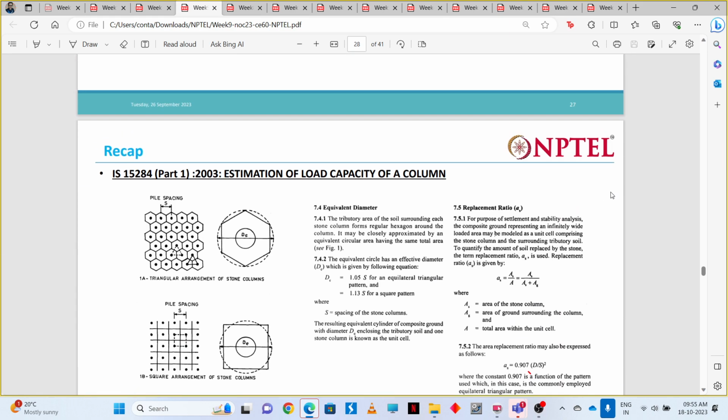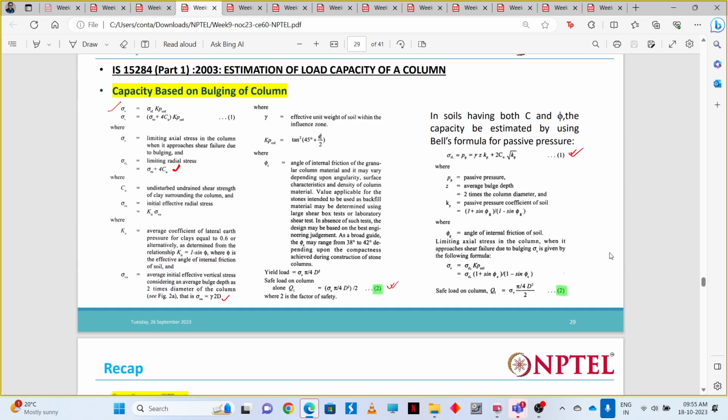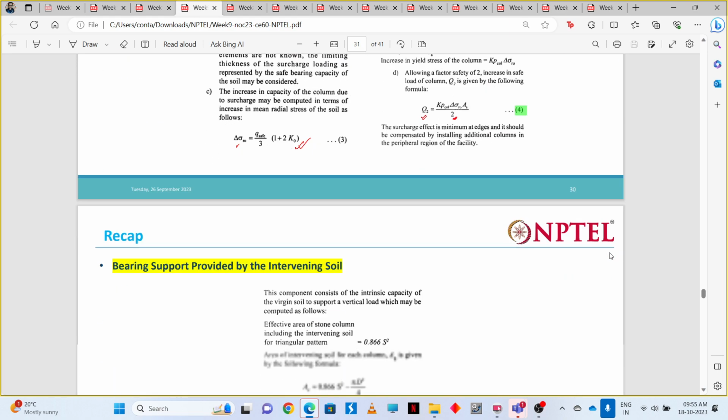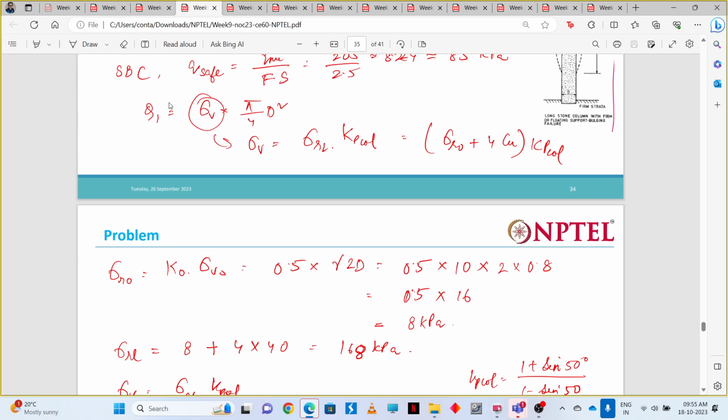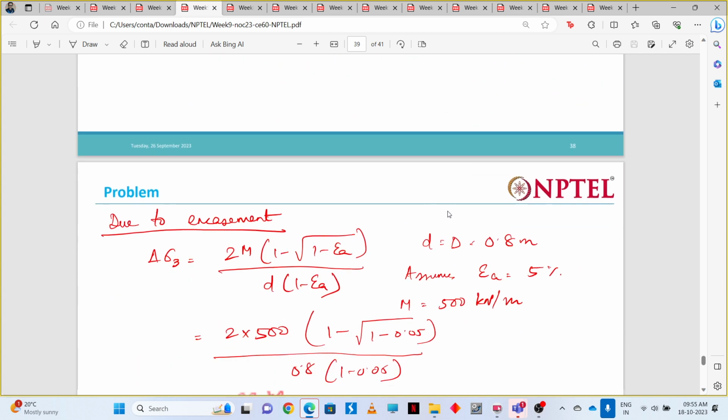Step by step, everything is given in the IS code. It's very easy if you go through it. Directly everything is given: the steps we need to follow to find out the load carrying capacity of a stone column. We solved some problems regarding that also.